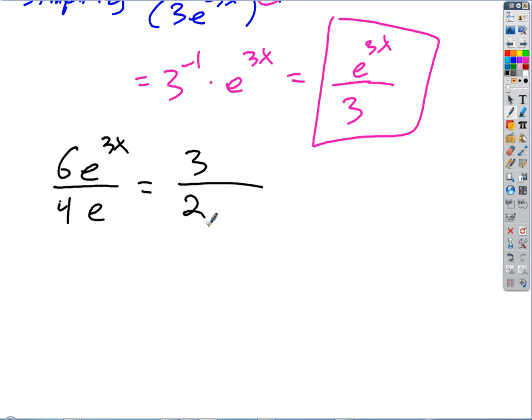Okay, now what about the e's? That was the easy part. What about the e's? If I divide like bases, and that's all we have here, it's the base e to the 3x divided by the base e to the... to the 1. Okay. So if I divide like bases, what do I do to the exponents? Subtract. So I just get e to the 2x.